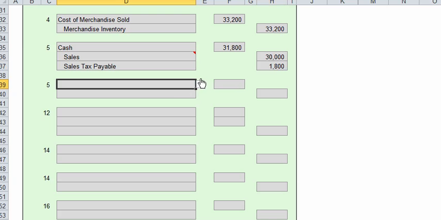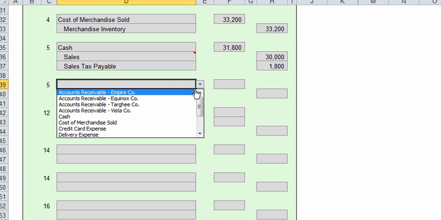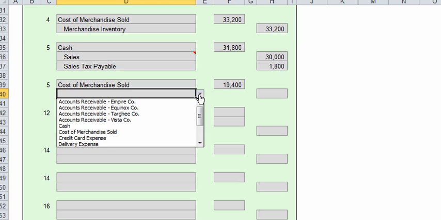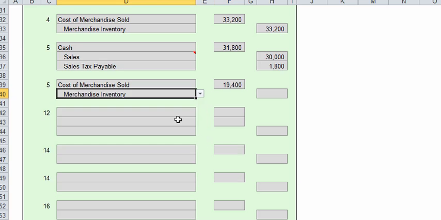Now we also have to record our reduction in inventory and the increase in our expense account. Remember, expenses increase on the debit side, so we'll debit cost of merchandise sold for $19,400. And we're going to credit the asset account merchandise inventory to decrease its balance by the cost of what we sold.